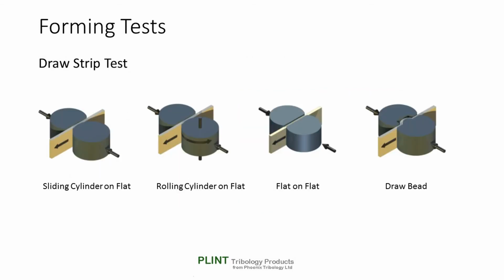Draw strip tests using a range of flat face and bead die sets are used for evaluating the influence on frictional behaviour of lubricants, workpiece materials, tooling coatings and surface roughness, and to investigate the resulting surface finish of the workpiece. Such semi-industrial type tests produce generally good correlation with full-scale applications.